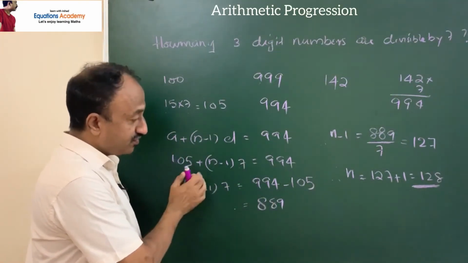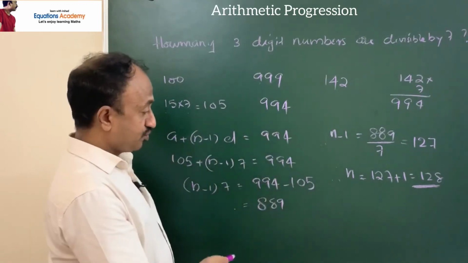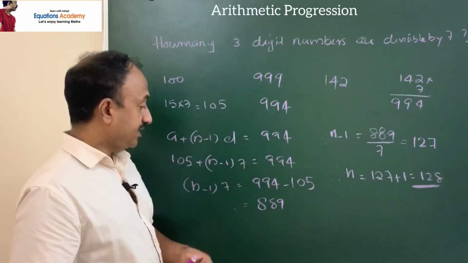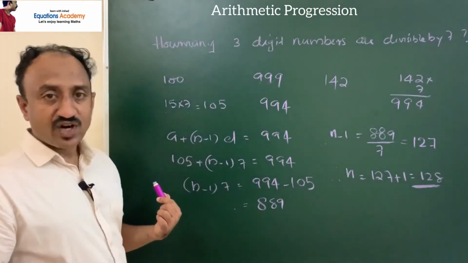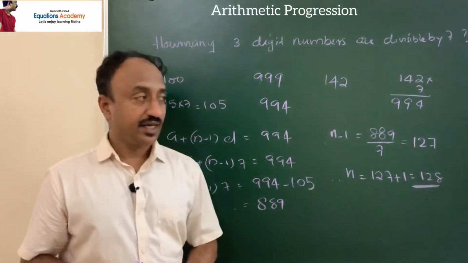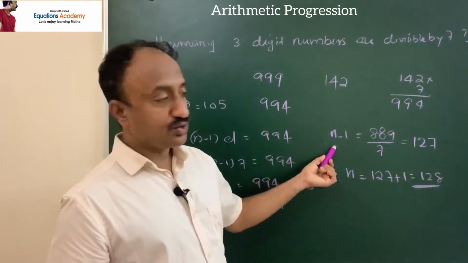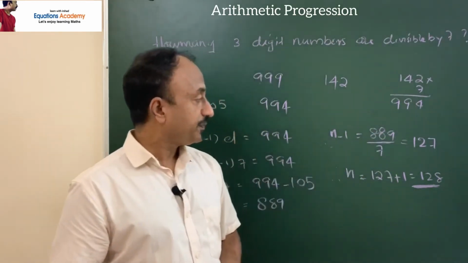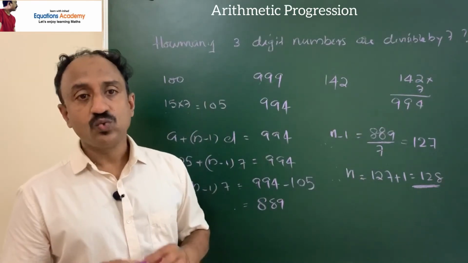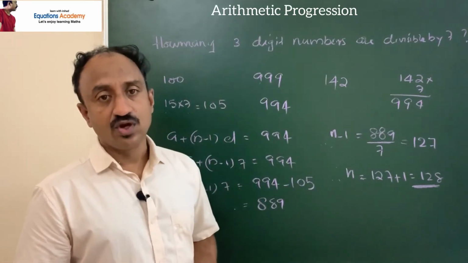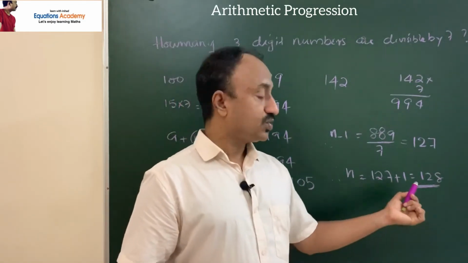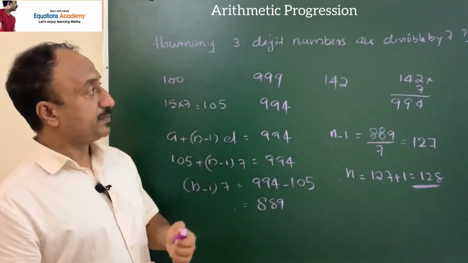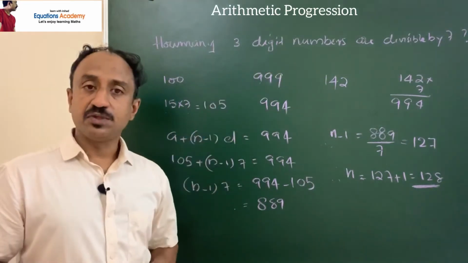So n minus 1 into 7 is equal to 994, and this 105, when it goes there, will be minus 105. So 994 minus 105 is equal to 889. n minus 1 into 7 is equal to 889. Therefore, n minus 1 is equal to 889 divided by 7, which is equal to 127. So n is equal to 127 plus 1, which is 128. So there will be 128 3-digit numbers which are divisible by 7.